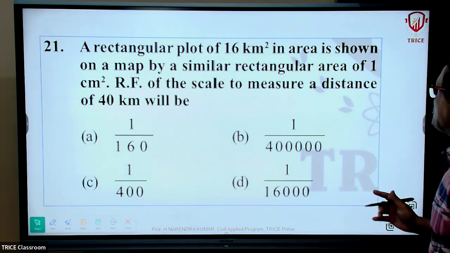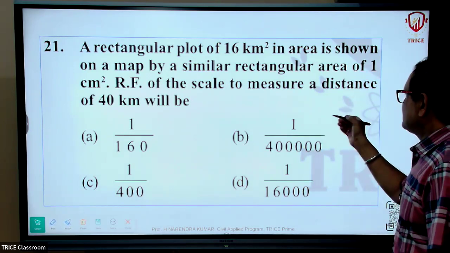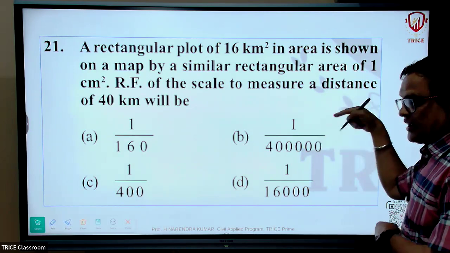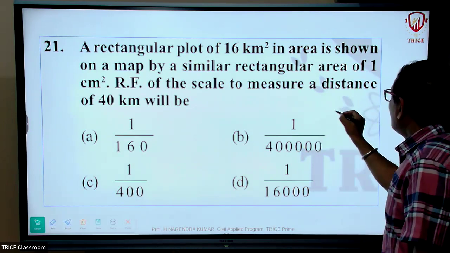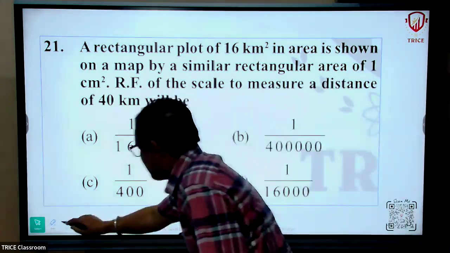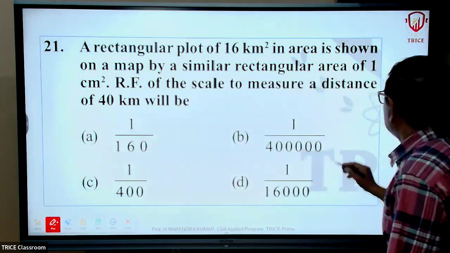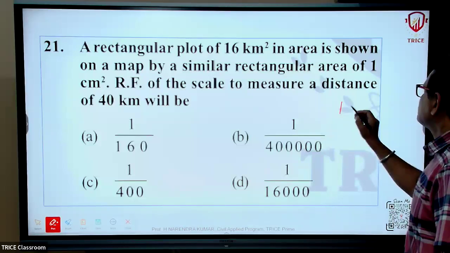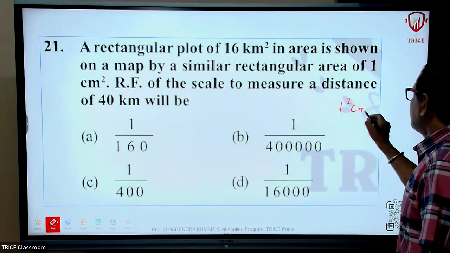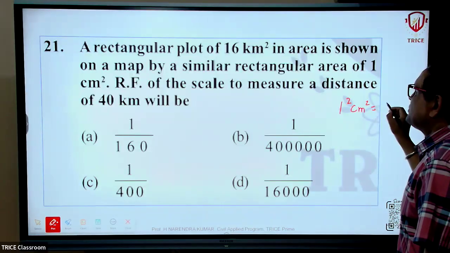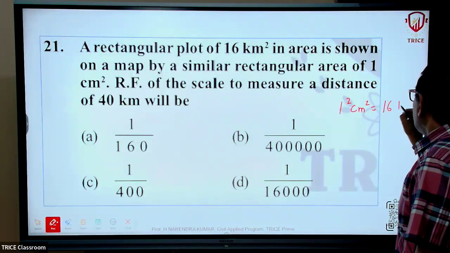Or otherwise you can also do like this. See here, all of you, if you can't understand the answers, I will make it as simple as possible for you. 1 square centimeter square is equal to 16 kilometer square.